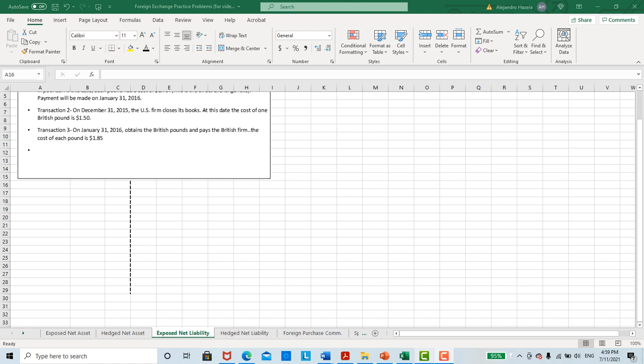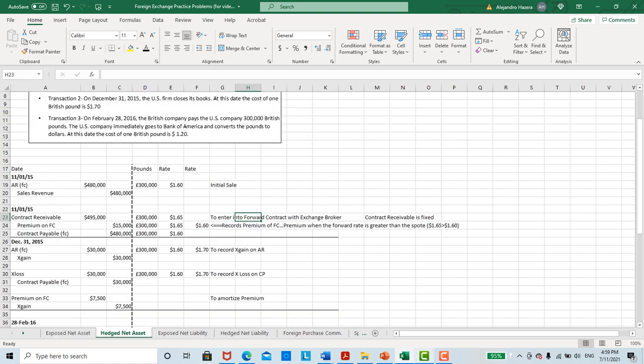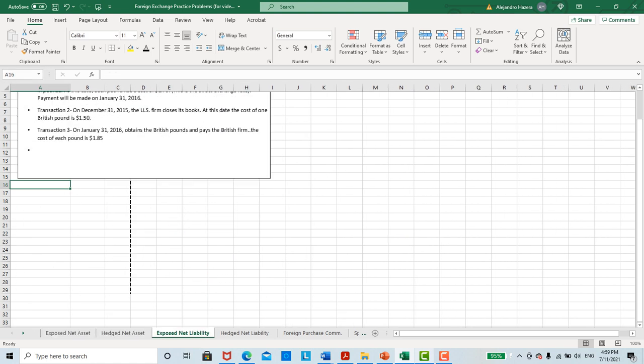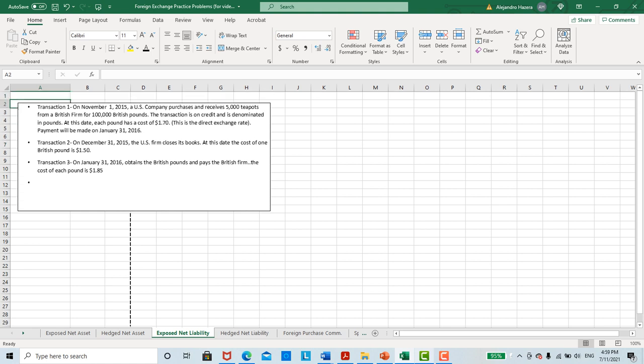In the last two videos, we had an exposed net asset position, and we hedged it. In this video, we're just going to reverse the whole thing. The numbers will be similar, actually, but we're going to have an exposed net liability, which is a payable. So we have the other side of the transaction, and then we're going to hedge it. Everything here is going to be the opposite of what we had there.